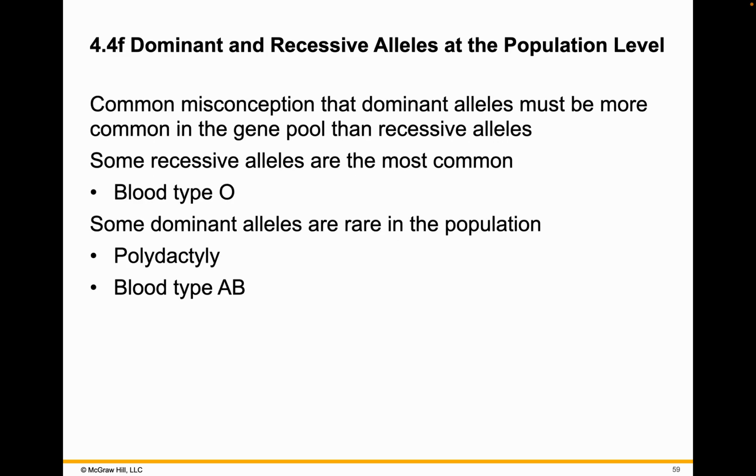It's a common misconception that dominant alleles must be more common in the gene pool than the recessive alleles. Some recessive alleles are the most common. Blood type O is the most common allele. Some dominant alleles are rare in populations. Polydactyly, having an extra digit on your hand or feet, is a dominant mutation, but it is relatively rare. Blood type AB is the rarest of the blood types.